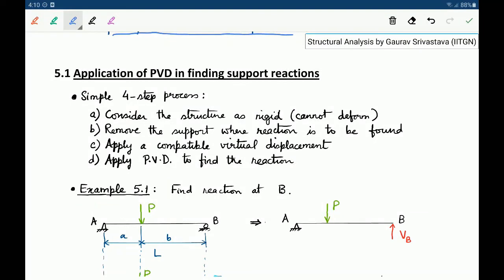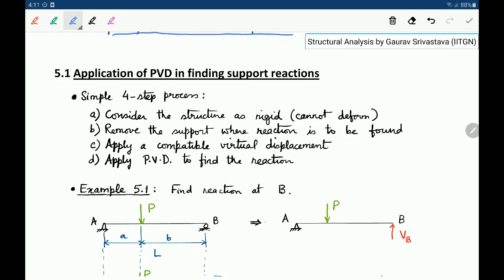So I believe you would already be aware of the application of the static equilibrium equations directly to find the support reactions. In this case, let us see how to apply PVD, or the principle of virtual displacements, in finding support reactions. This is a simple 4-step process.